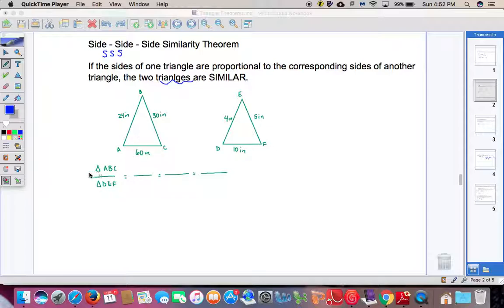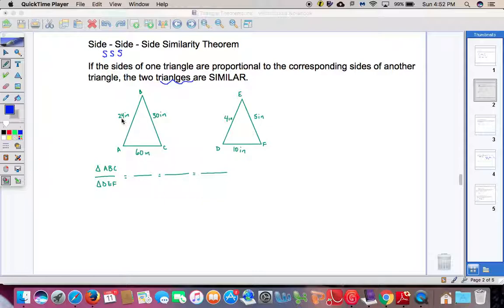Okay, so I'm going to say let's put all the side lengths for triangle ABC as our numerators, so the top of our ratios, and then all the side lengths for triangle DEF as our denominators, so the bottom part of the ratio. Okay, and then we're going to compare these ratios and see, are they actually in fact proportional?